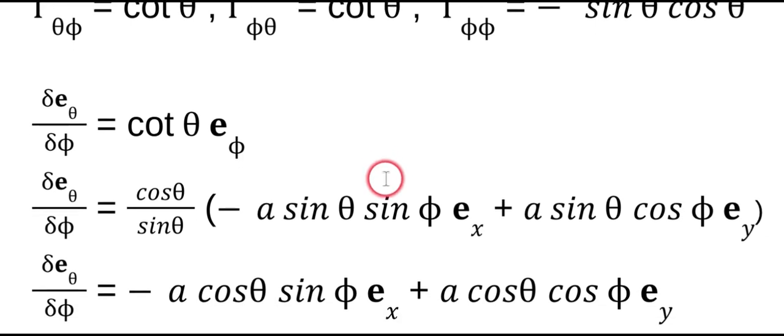We distribute that and we wind up with this expression. So now we have a vector, okay? And that vector is going to be the change in E theta with respect to phi. So let's go look at that guy.